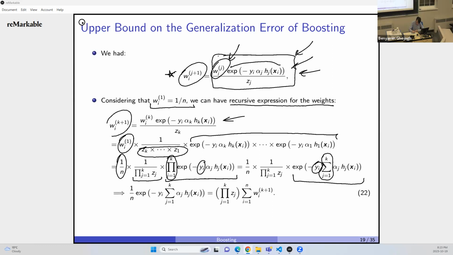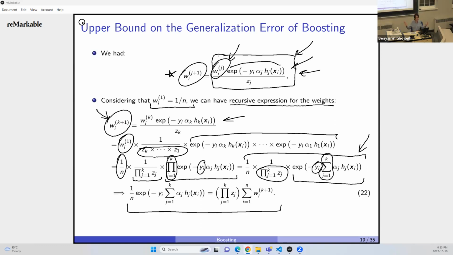Consider this left hand. What did we start with? w_{k+1} equals this, right? Consider this, the left hand side. This is the right hand side of the equation. Agreed? Multiply both sides by this denominator, so you will get this exact expression. So far clear?